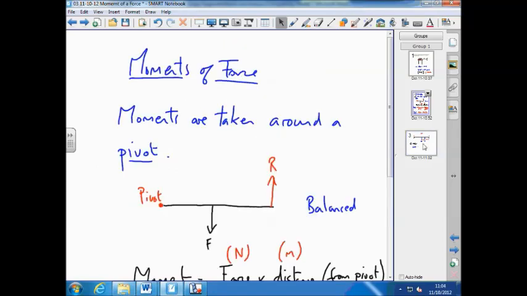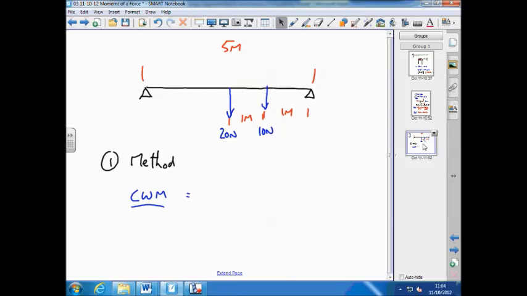So the first thing to do is to decide which end we're going to call the pivot. Let's label this end A and this end B. Let's say I'm going to call this end A the pivot to start off with. So it's pivoted at A. That means I can then calculate what this reaction force is at B using the method we just looked at on the other screen. Once we've done that, we then switch our idea and make the pivot at point B, and then we can find the reaction force at point A.